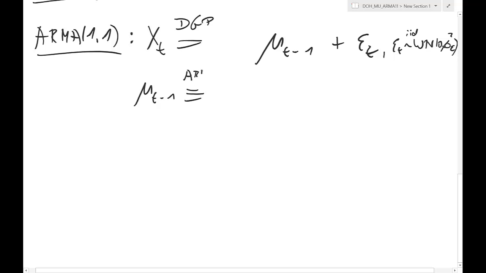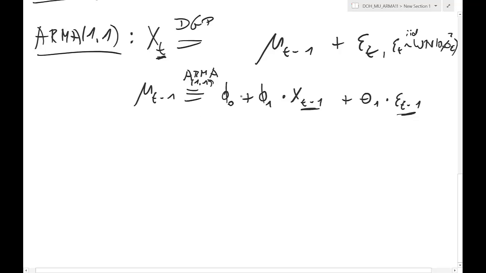Now that is just our standard DGP, and now the mu_{t-1} in the ARMA model assumes a specific structure for the predictable part, and that would be phi_0, so I incorporate a constant, plus phi_1 times x_{t-1} plus theta_1 times epsilon_{t-1}. Right, it's the x_t predictable part as of t-1. And there you see that is t-1, that is t-1. That's the ARMA(1,1).